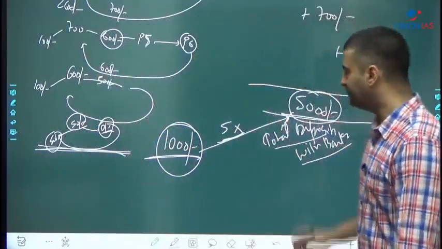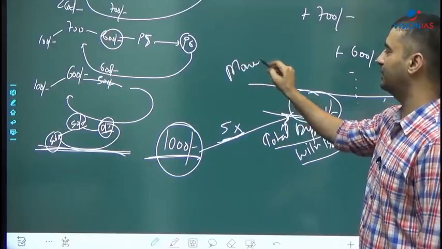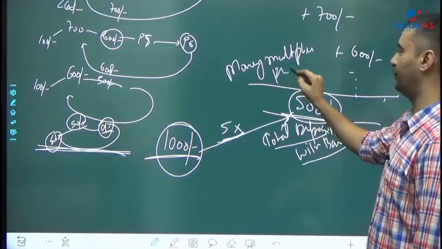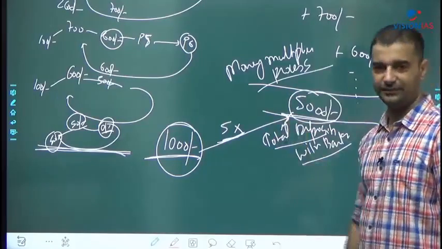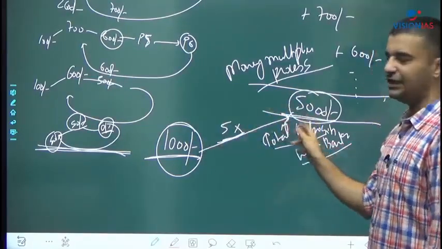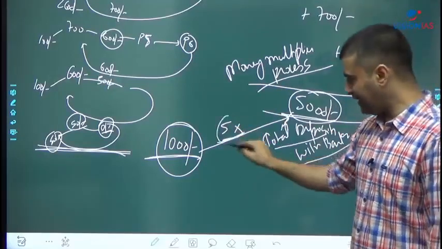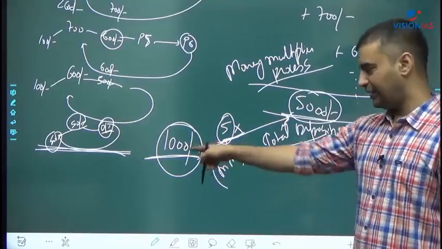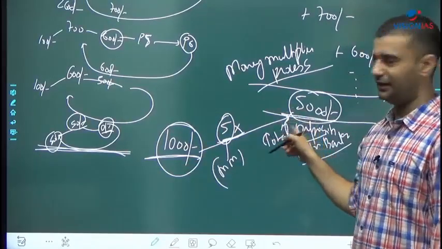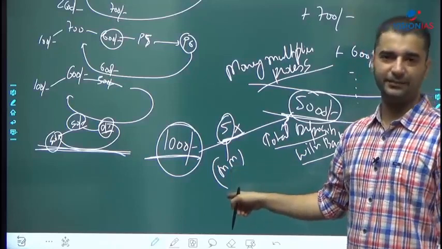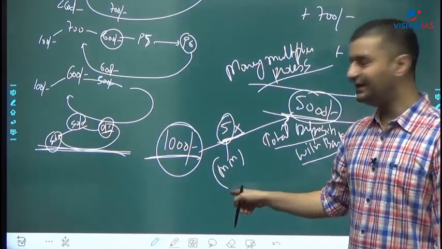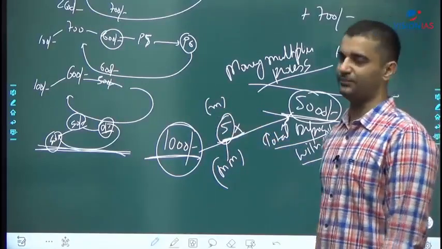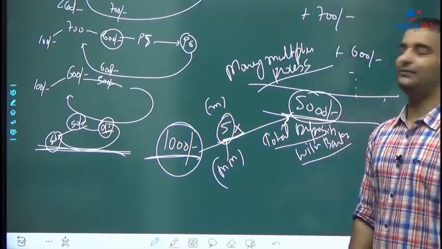This is the money multiplier process. This is the money multiplier process. 5 times the initial amount. This 5 is nothing but your money multiplier. Initial amount of money and final money. 5 is your money multiplier. It is represented as small m, which is the standard notation. Small m is called the money multiplier.